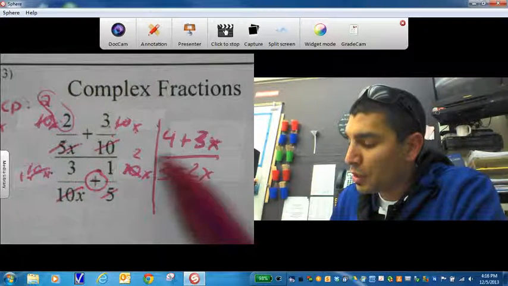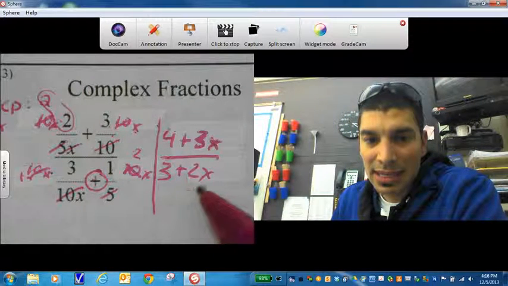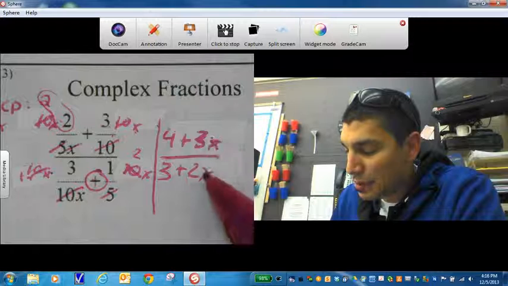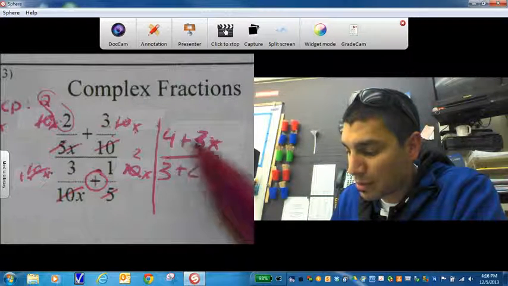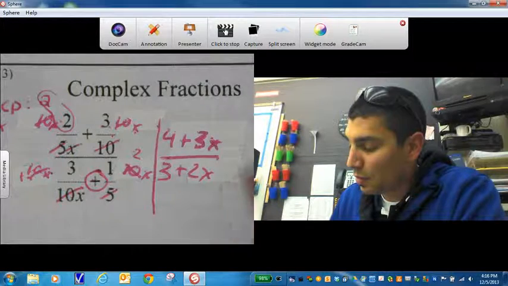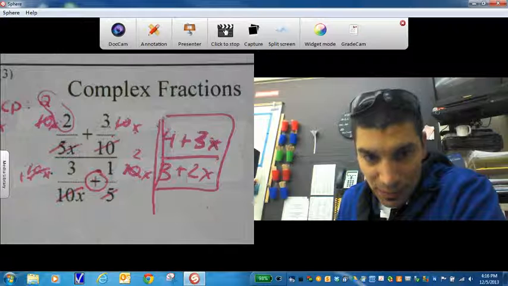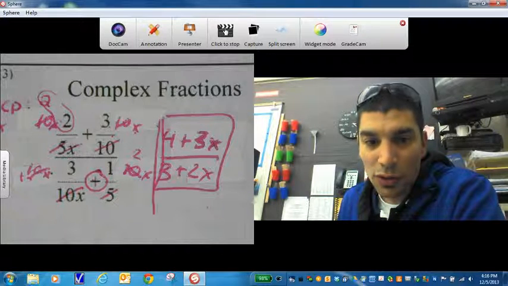I would look to see, can I factor this? Can I simplify? Can I cancel these x's? No, they're married. Don't forget. But you should check to see if this is factored or not. And that, my friends, is the correct answer: (4 plus 3x) over (3 plus 2x).